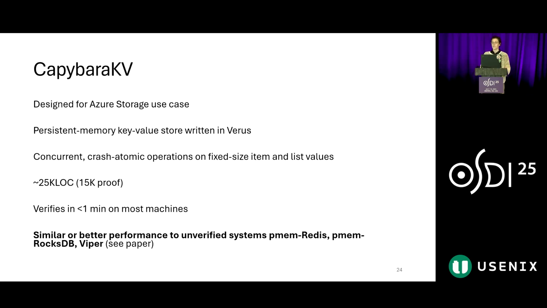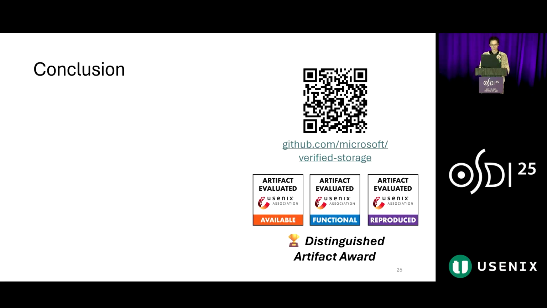I don't have time to discuss our evaluation due to time constraints today, but one of the most exciting things about CapybaraKV, in my opinion, is that we achieve similar or better performance to a variety of unverified persistent memory key value stores on many common benchmarks. So we didn't have to sacrifice performance in order to get these really strong guarantees of correctness and robustness in this system. To conclude, I want to emphasize some of our key contributions and a couple of the lessons we learned with this project.